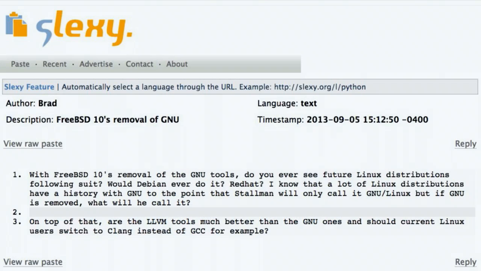He says, with FreeBSD 10's removal of the GNU tools, do you ever see a future where Linux distributions follow suit? Would Debian ever do it, Red Hat? I know there's a lot of Linux distributions that have a history with GNU, to the point that Stallman will only call it GNU/Linux, but if GNU is removed, what would he call it? On top of that, are the LLVM tools much better than the GNU ones, and should current Linux users switch to Clang instead of GCC, for example? Your thoughts, Alan? A couple things. On FreeBSD, there's only a few things from GNU that are in there, like GCC and, until recently, the patch command was the GNU one, although that's been replaced with the BSD one. That was one of the news articles on BSD Now yesterday.